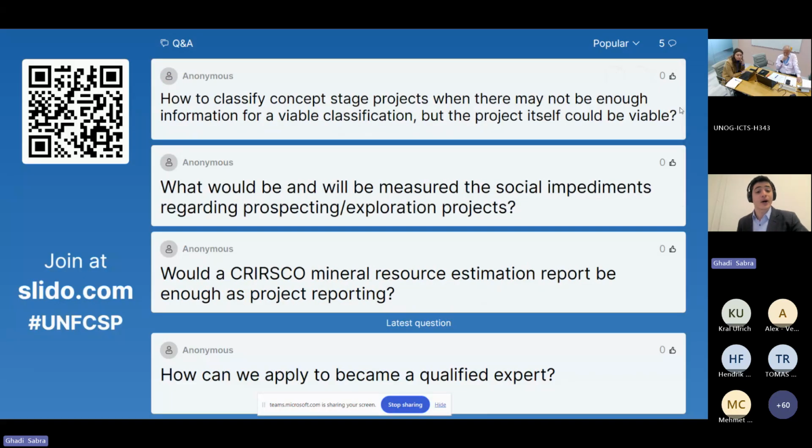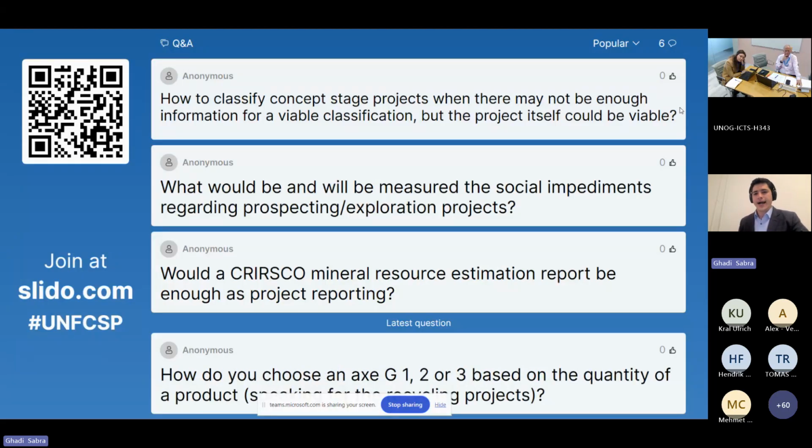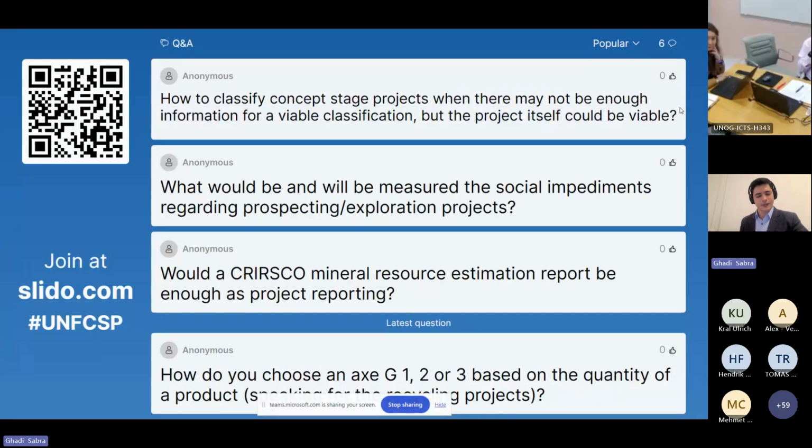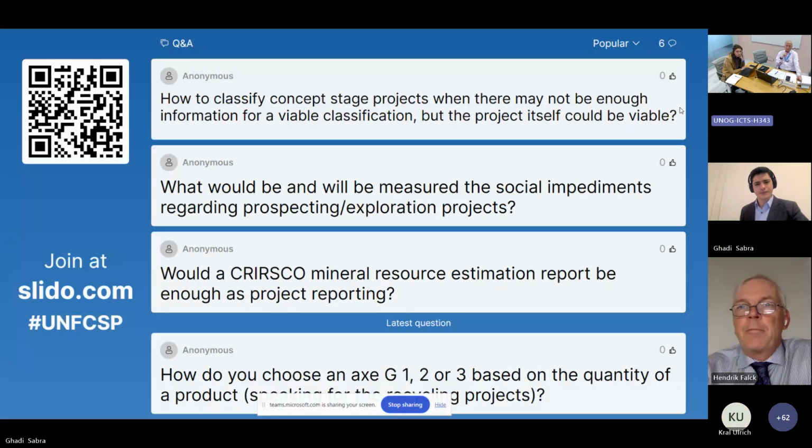The second one is how to classify concept stage projects when there may not be enough information for a viable classification, but the project itself could be viable. I can start with this one and then maybe pass it to Slavko or Hendrik if they want to add. So yes, UNFC does apply to prospective projects, and this is usually in the lower levels of the classification. So we're talking about E3, F3, G4 classification. I don't know if Hendrik or Slavko want to add. I would just add here that the amount and type of information that you need to classify, you will see in the second half of this webinar, is contained in the application form itself.